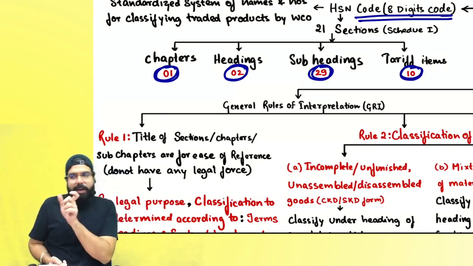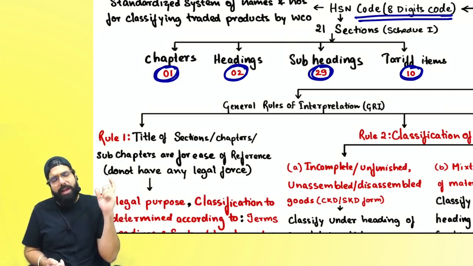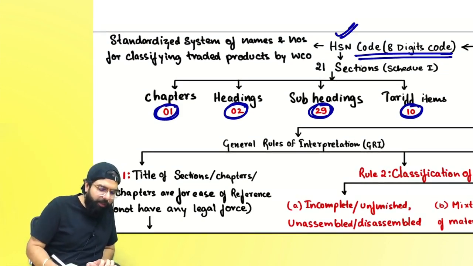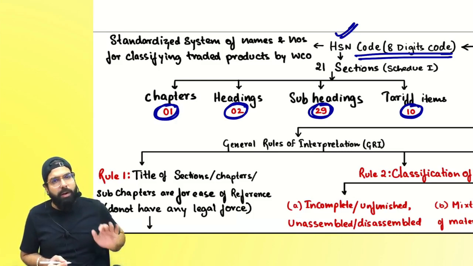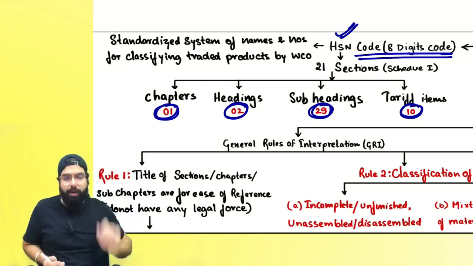First 2 digits chapter, second 2 digits heading, the next 2 digits are your subheading, and the next 2 digits are your tariff item, right everyone? HSN code is basically a standardized system of name and number which is given by the World Customs Organization for the products which are traded among countries, right everyone?